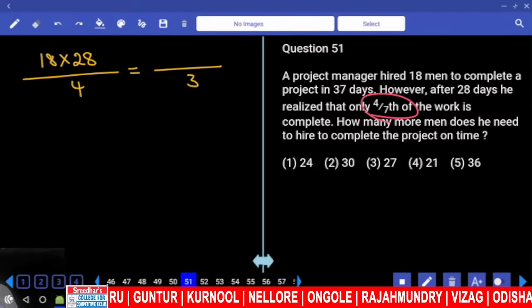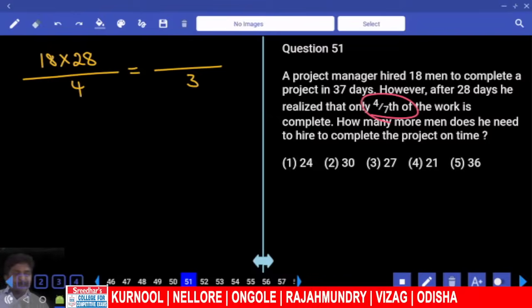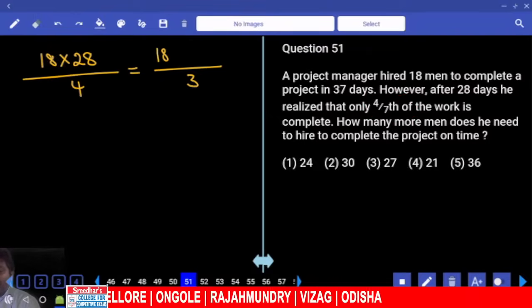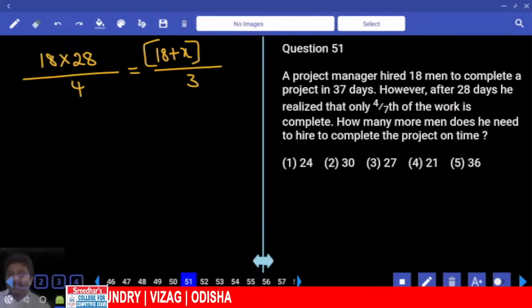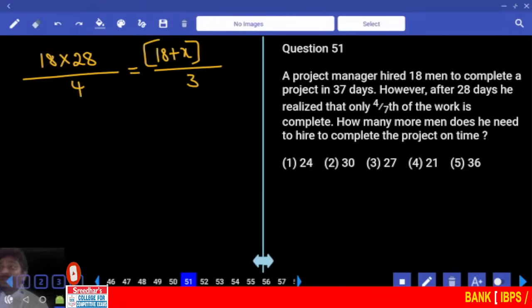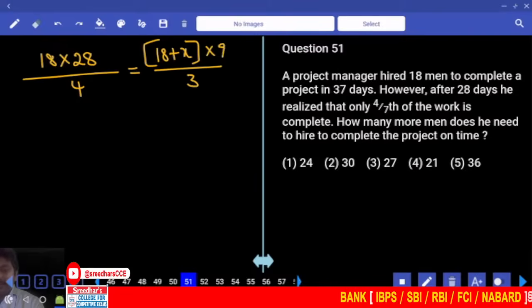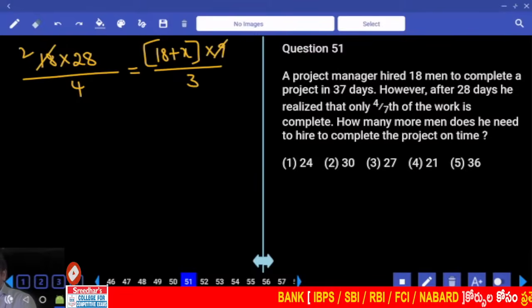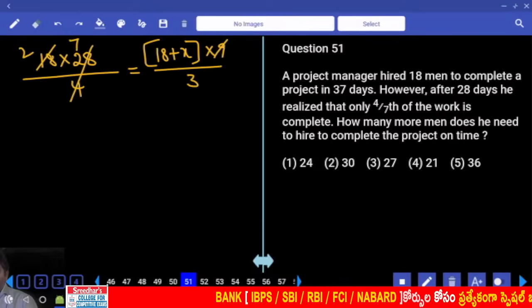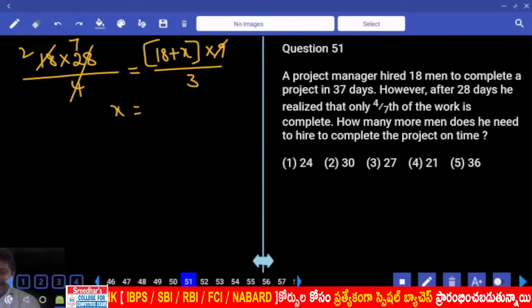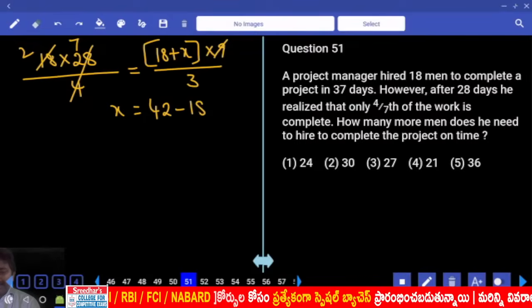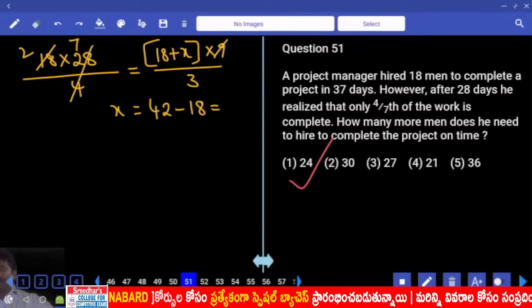So how many more men does he need to hire? That's the question. Already how many people are there? Let us assume we employed x more people. So 18 plus x we have. Total, what was the timeline? Out of 37 days, already 28 days are completed. And we have to complete the remaining work in only 9 days. 2 times 4, 7 times 3, 3 into 7, 21, 21 into 2, then x is equal to 42 minus 18, answer 24.